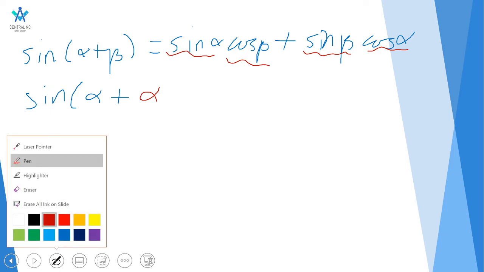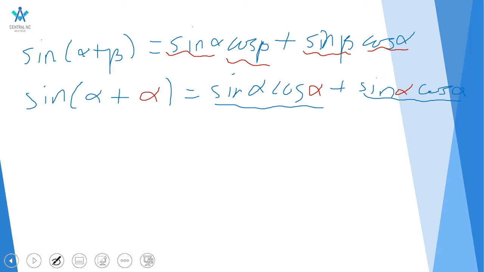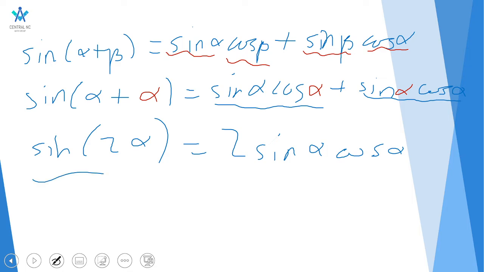Sine(alpha plus alpha) equals sine alpha cosine alpha plus sine alpha cosine alpha. I went a little bit into the blue. Hopefully you see, but you can see here that these two terms are the same terms. So we'll make it 2 sine alpha cosine alpha, and this is equal to sine 2 alpha. This is the double angle formula.